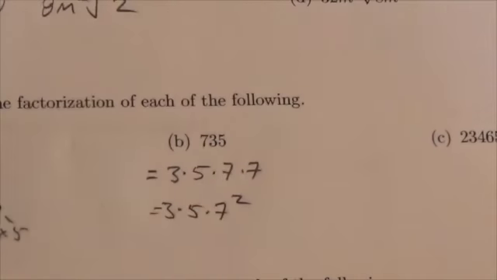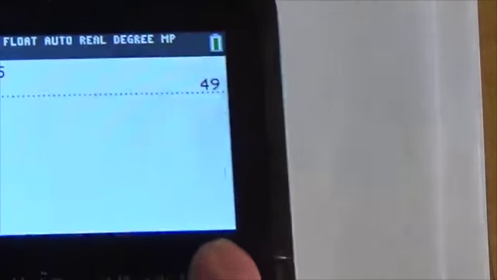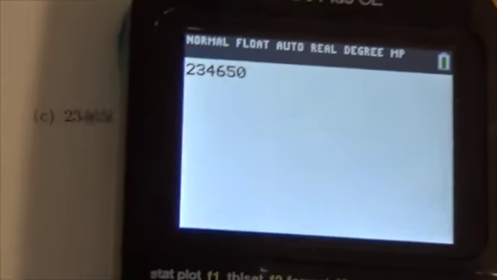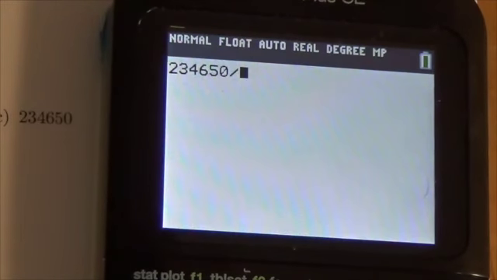Okay, now let's take a quick look at this last one. Sorry, make sure everything's together here. 234,650. Okay, well, now here's a big one. That's a big number here. So that procedure that I just started here might not be a bad one here. So what have we got here? This is 234,650. Okay, so first thing that I'm going to do here is divide this by 2.